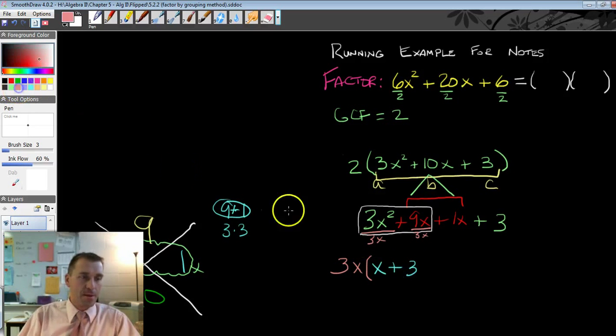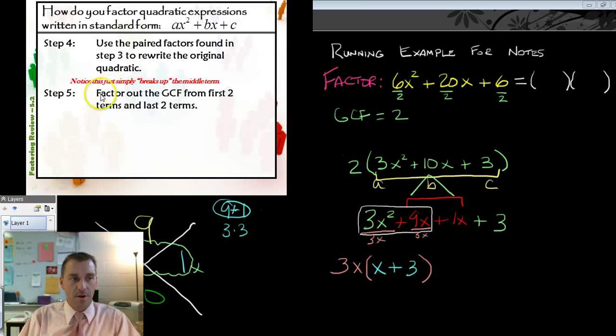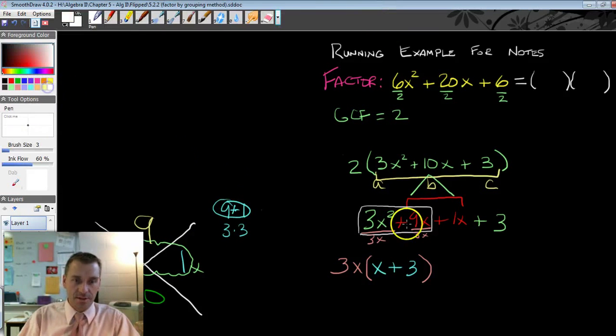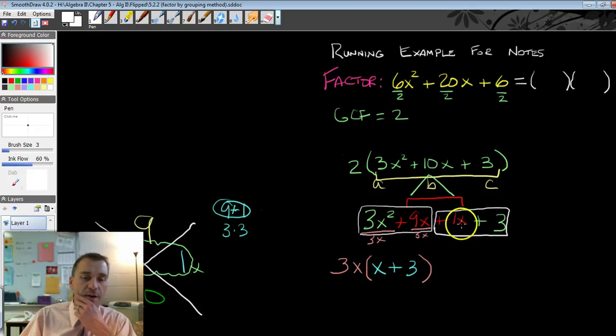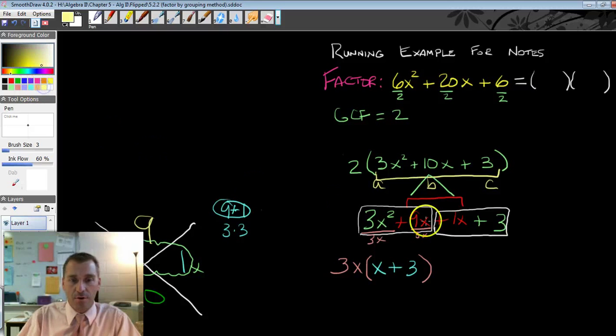So there is your first thing that we had to deal with according to my steps. I factored out the GCF from the first two terms. Now let's focus on the last two terms. So the last two terms happen to be these guys. So I will encompass the actual sign. Now I've got to look at these and say, what's the greatest common factor in 1x and 3? Well, this is an interesting one. That's why I did the example. The greatest common factor among those is just a 1. So I'm going to suck out a 1 of this. So therefore, I'm going to put plus 1.